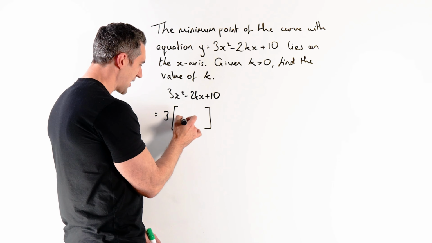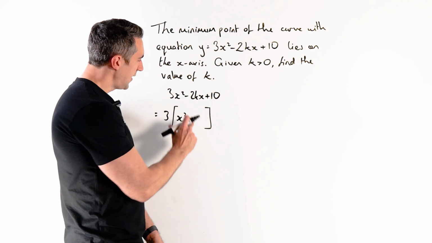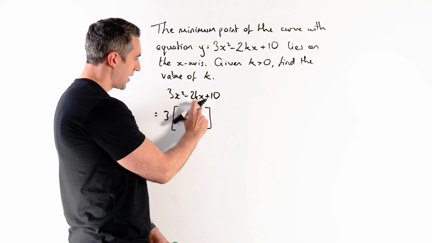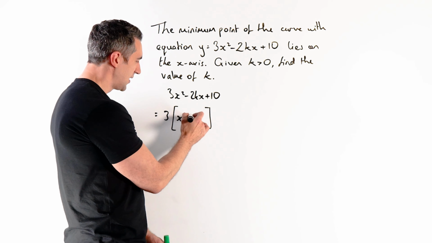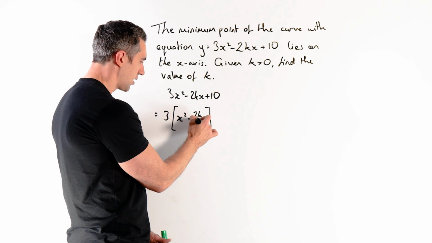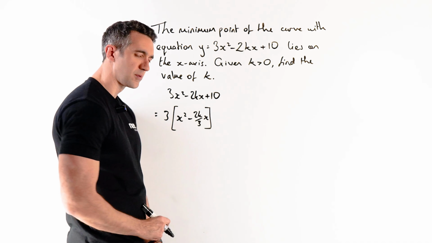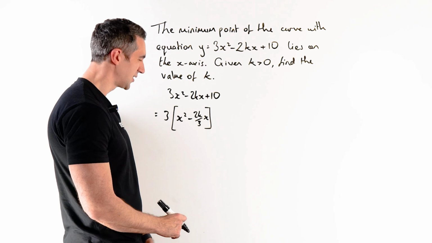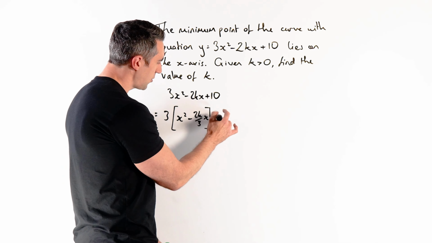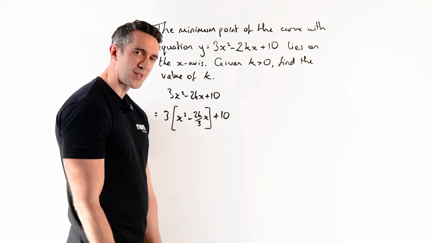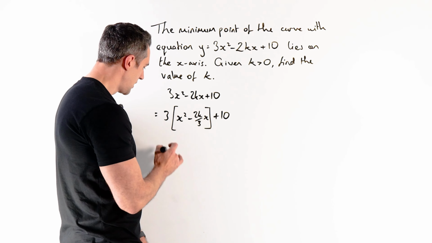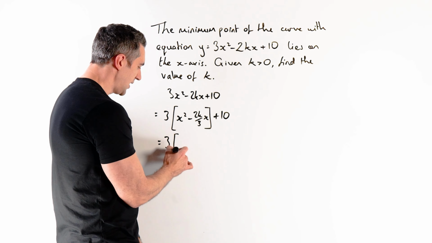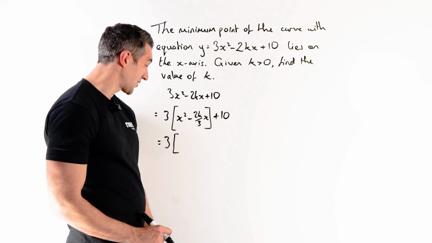So if I do that, I get my x squared here. And now, if I take the factor of 3 out of my minus 2kx, it's just going to be minus 2k over 3 x. It doesn't change much, we're just dividing by 3. Remember, if I expand that, I get back to where I started. No problem. Plus 10, we haven't touched that, so we're going to just park our plus 10 over there and worry about it later. So now we can complete the square for the stuff inside our square brackets.